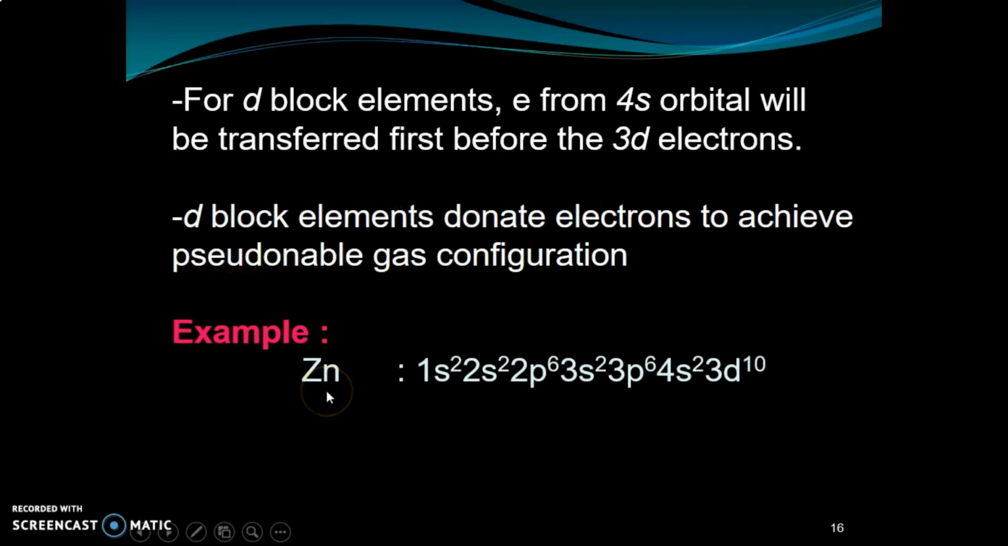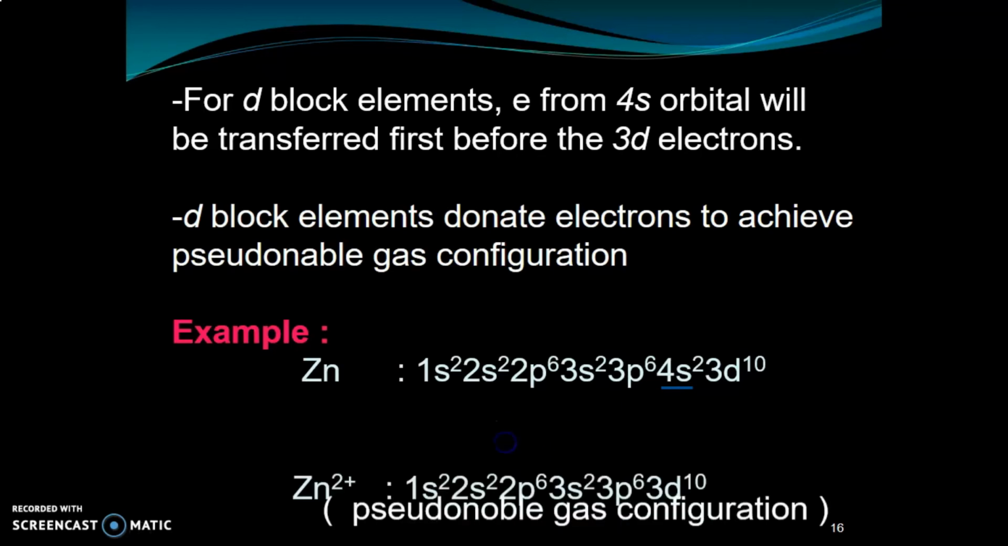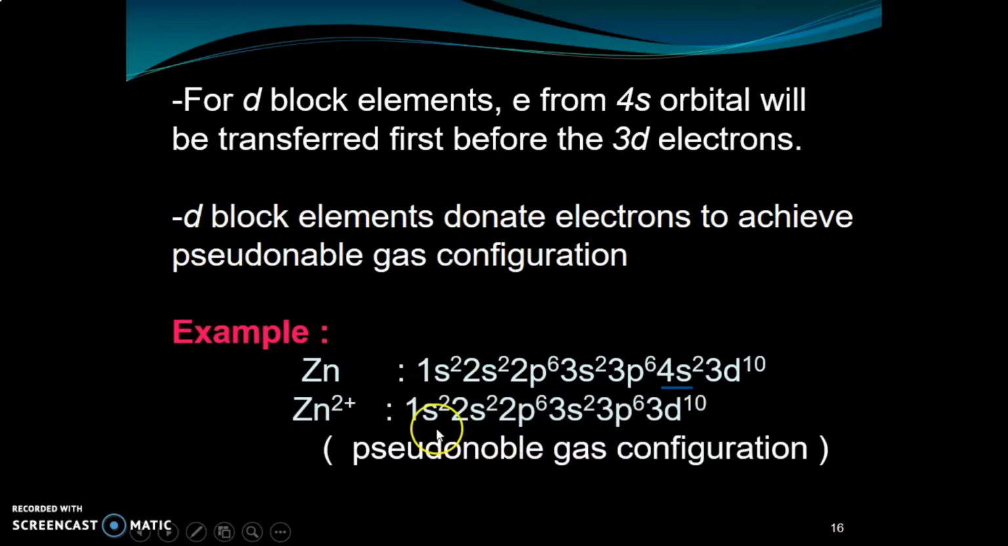Example, zinc. So zinc needs to remove 2 electrons from 4s to achieve pseudo-noble gas configuration, that is 1s2, 2s2, 2p6, 3s2, 3p6, 3d10. Pseudo-noble gas configuration.